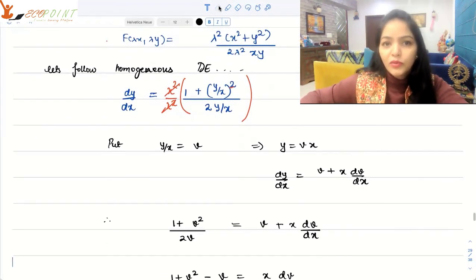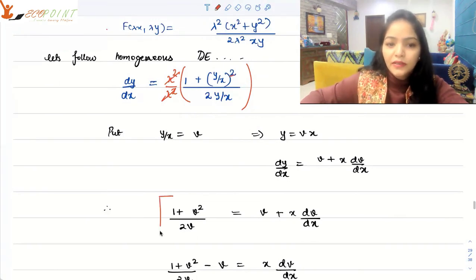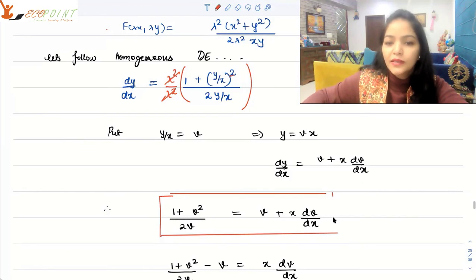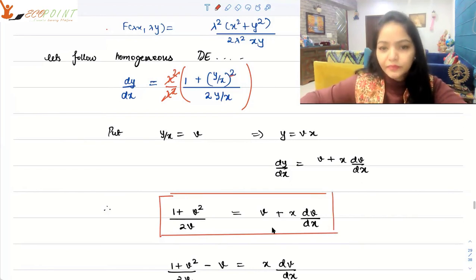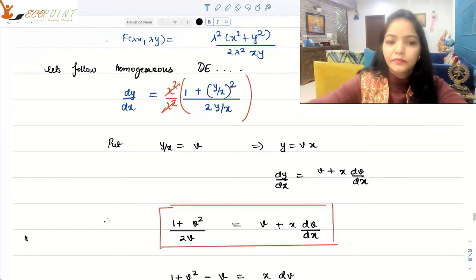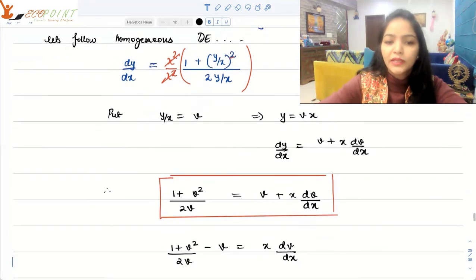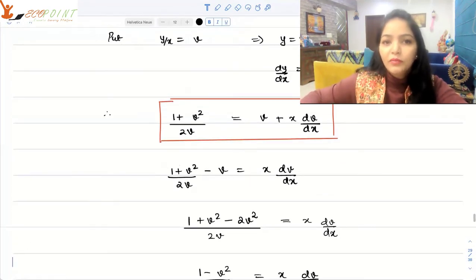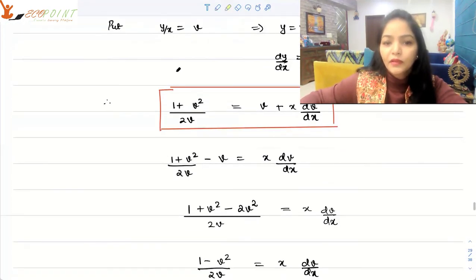Hence, what you will have to solve is that (1 plus v square) upon 2v is equal to v plus x times dv by dx. V goes to the other side, and solving it, you will get 1 plus v square minus 2v square, after taking the LCM, upon 2v is equal to x dv by dx. So that means (1 minus v square) upon 2v is equal to x times dv by dx.